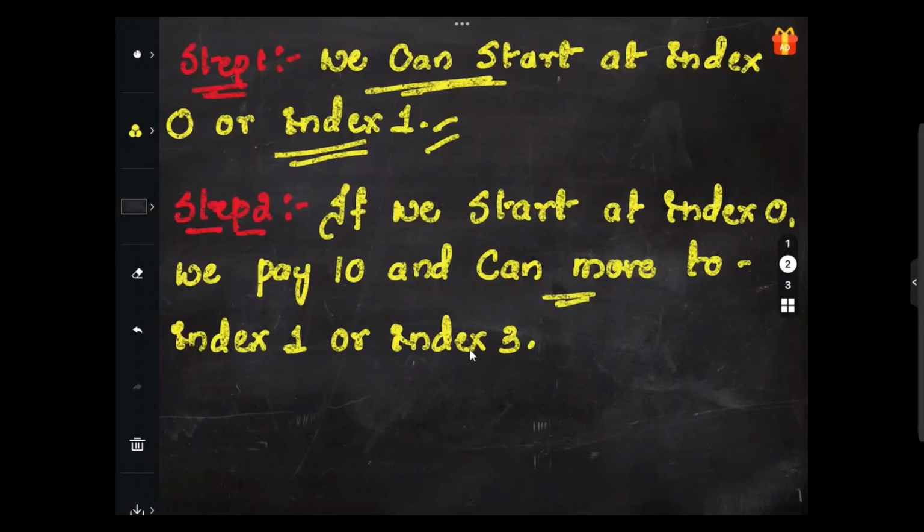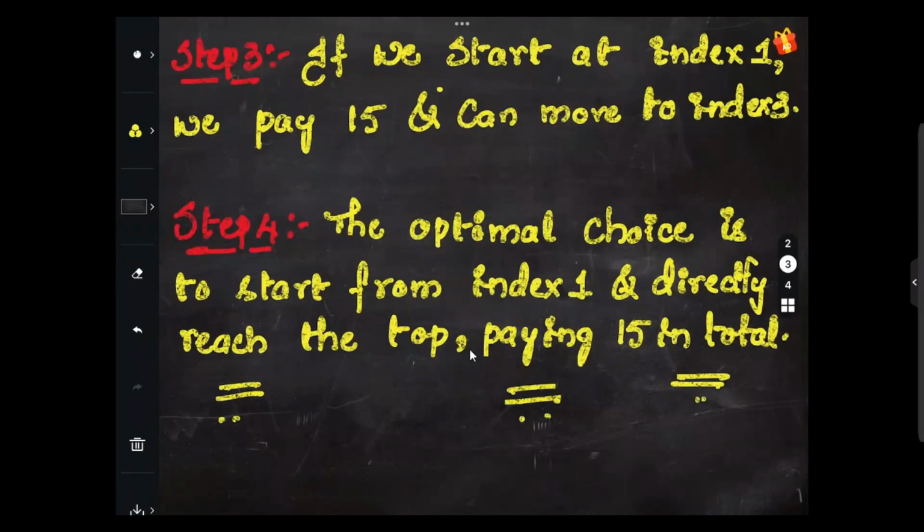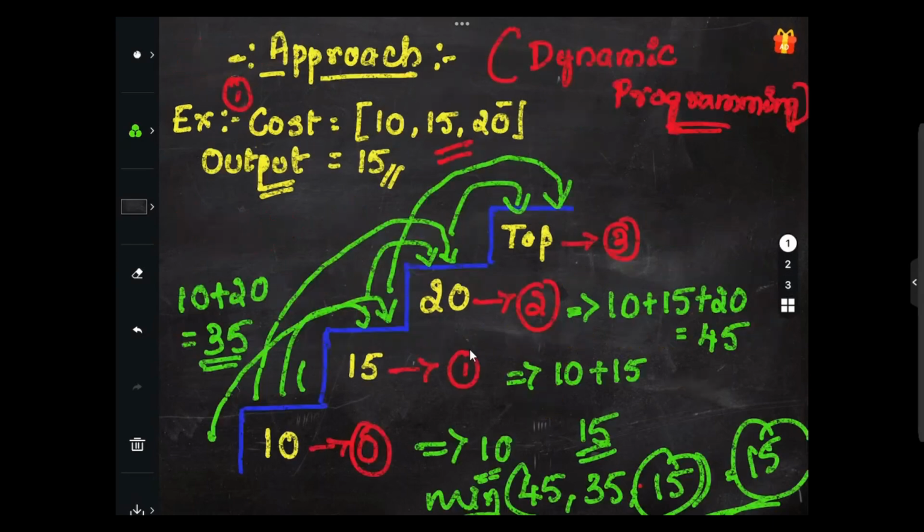I hope this is clear. Let's see the second step. If we start at index 0, we have to pay 10 and we can move to index 1 or index 3. The third step is, if we start at index 1, we will pay 15 and can move to index 3. That's what we have done here. We went directly to 15. We started from index 1 and then moved to index 3. From index 1 we moved 2 steps, right? So in this case it will be 15.